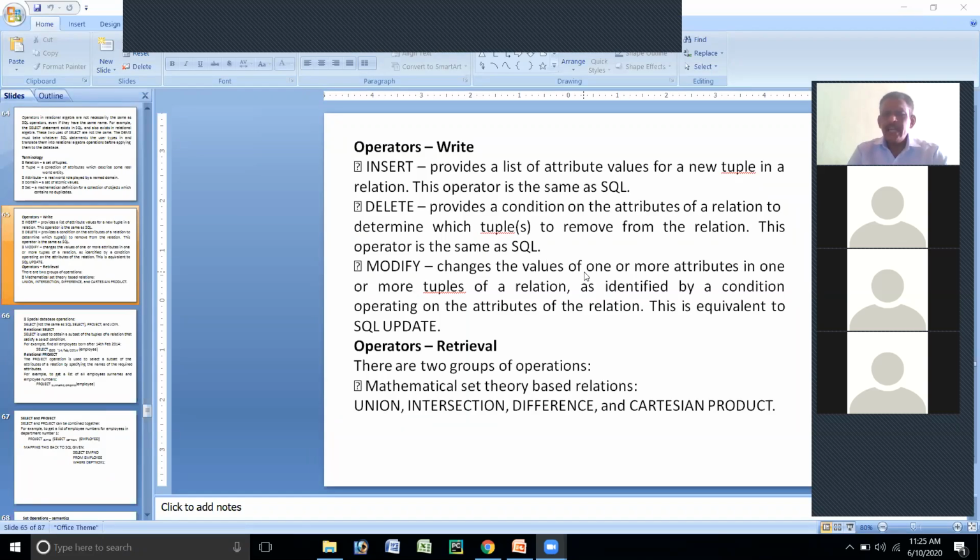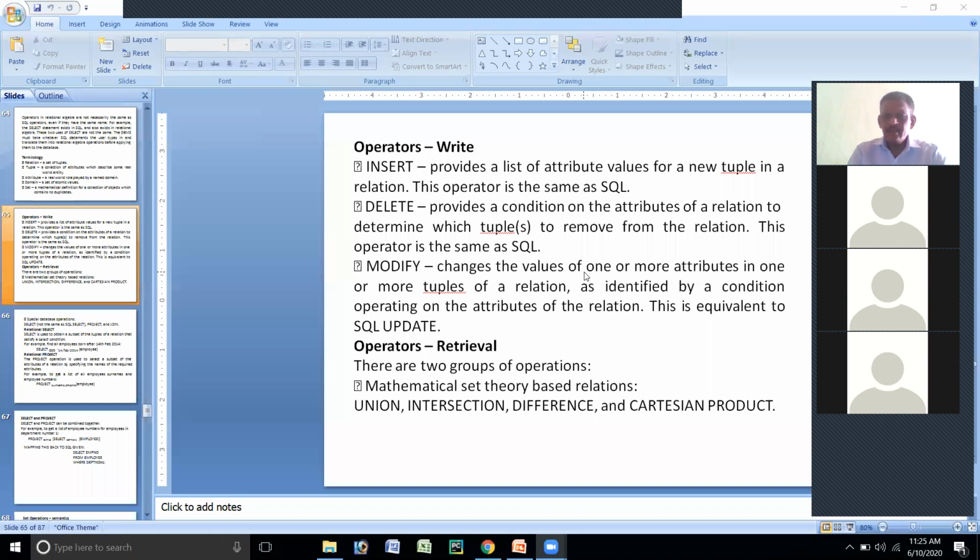Let's start with operators called retrieval. The operators retrieval. There are two groups of operations here. The first one is based on mathematical set theory. The terms used are union, intersection, difference and Cartesian product. These are the terms used in the set theory of mathematics that we are studying here.